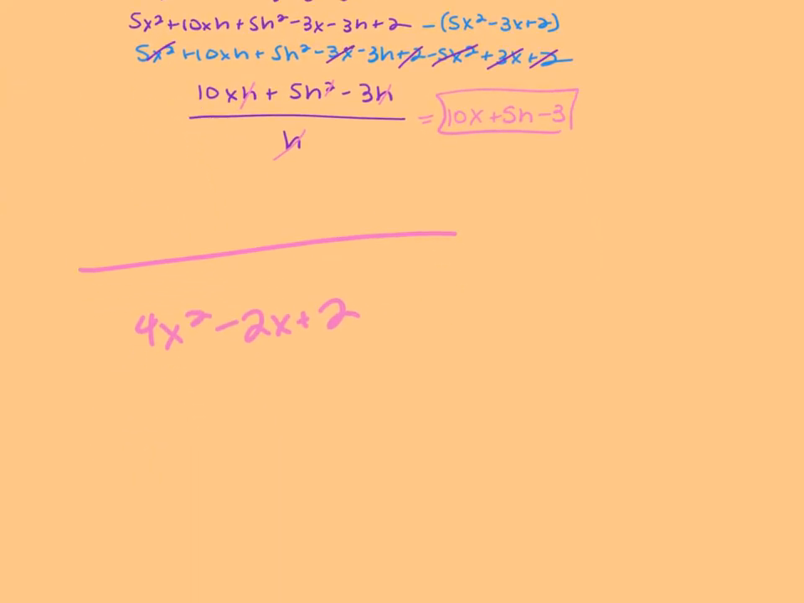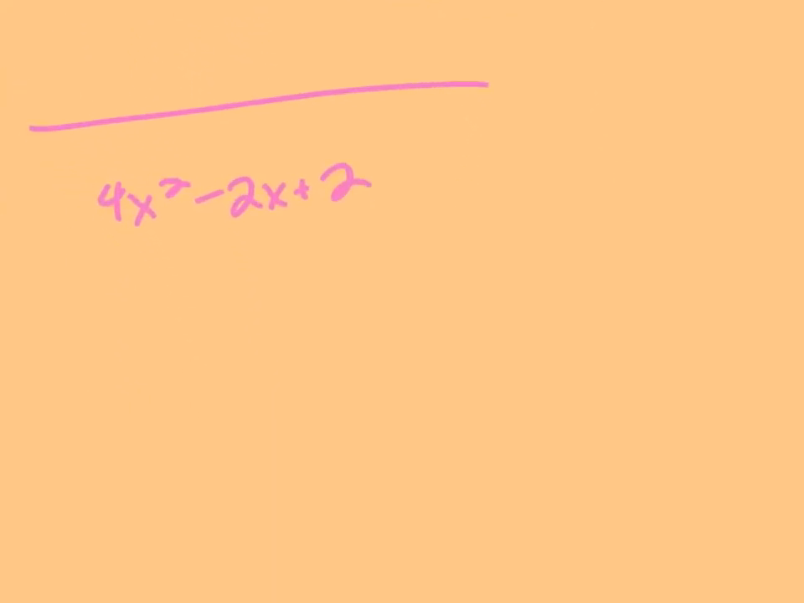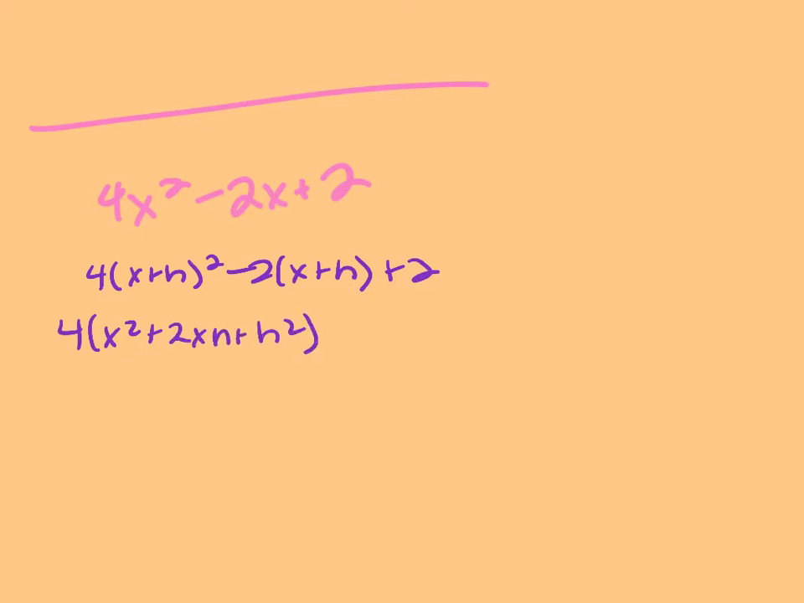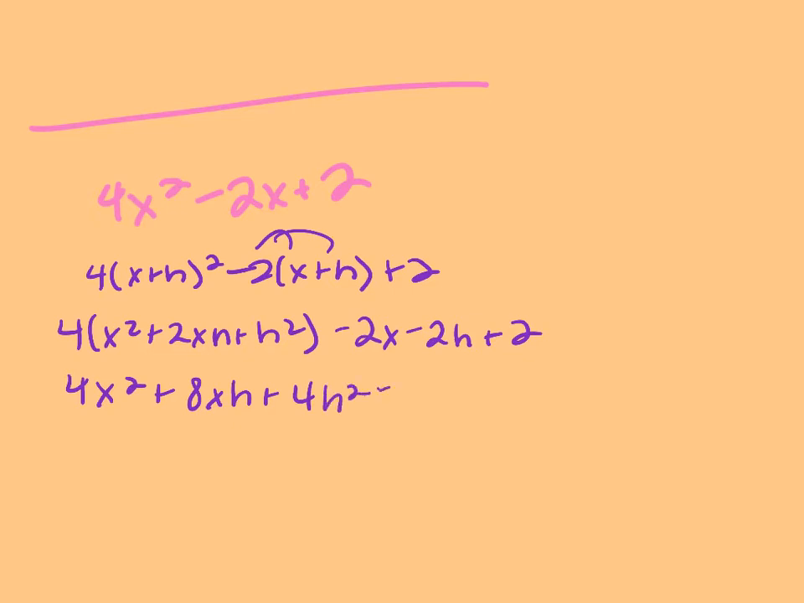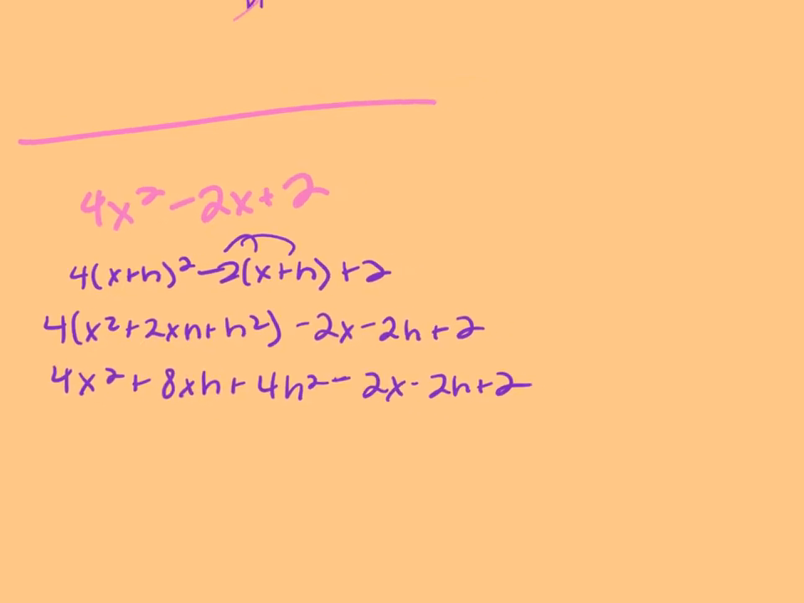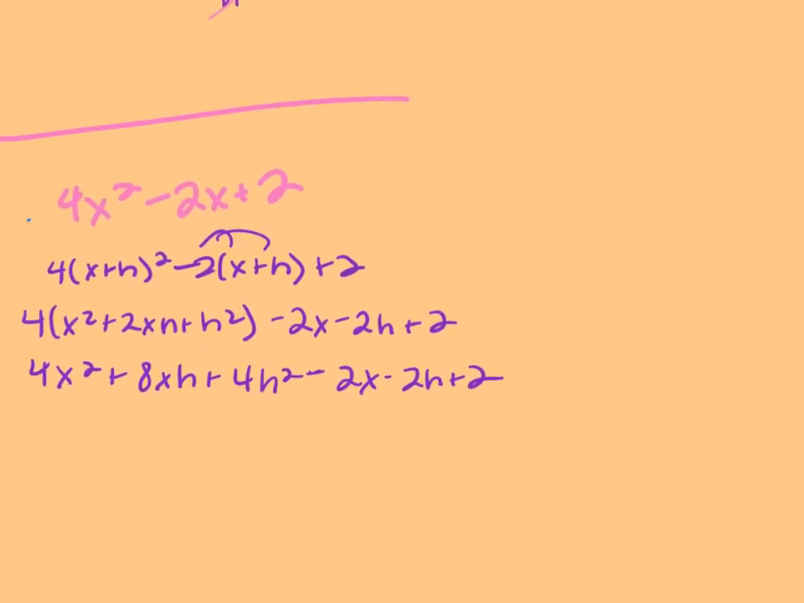Okay. Then comes the other version, which was 4x squared minus 2x plus 2. So this is 4 times x plus h squared minus 2 times x plus h plus 2. 4x squared plus 2xh plus h squared. Distribute the negative 2. Distribute the 4. Subtract from this your original f of x. So subtract this whole thing.